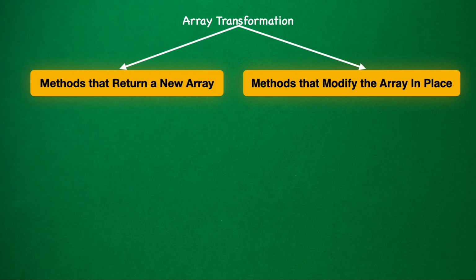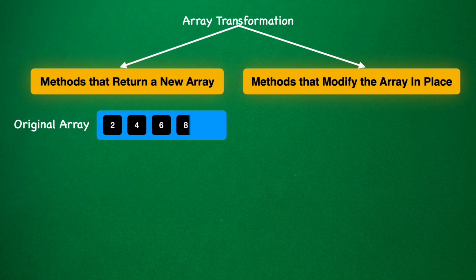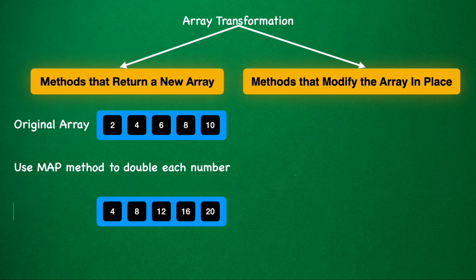First up, return new array methods. As the name suggests, these methods let you take an existing array and produce a brand new array. The beauty here is that your original array remains untouched, pristine as ever. Here we used map to double each number. We ended up with a new array of doubles, while our original numbers array remained unchanged.